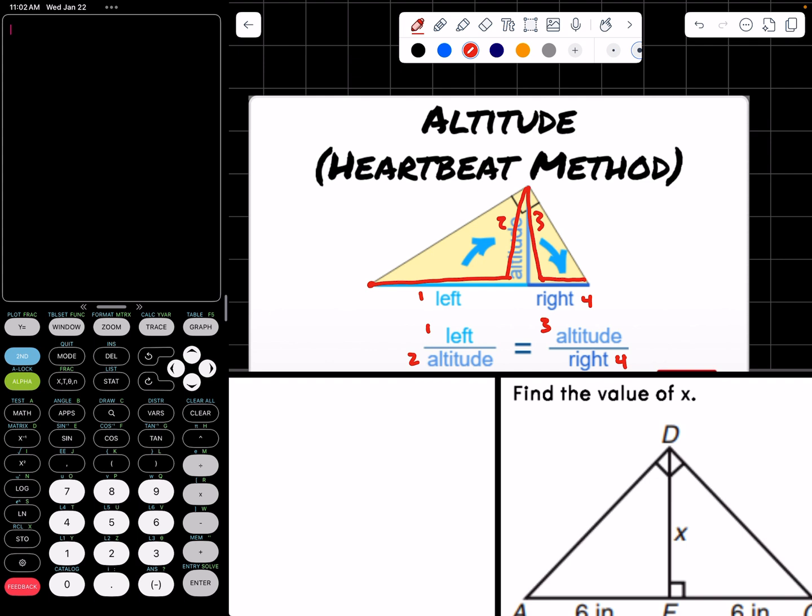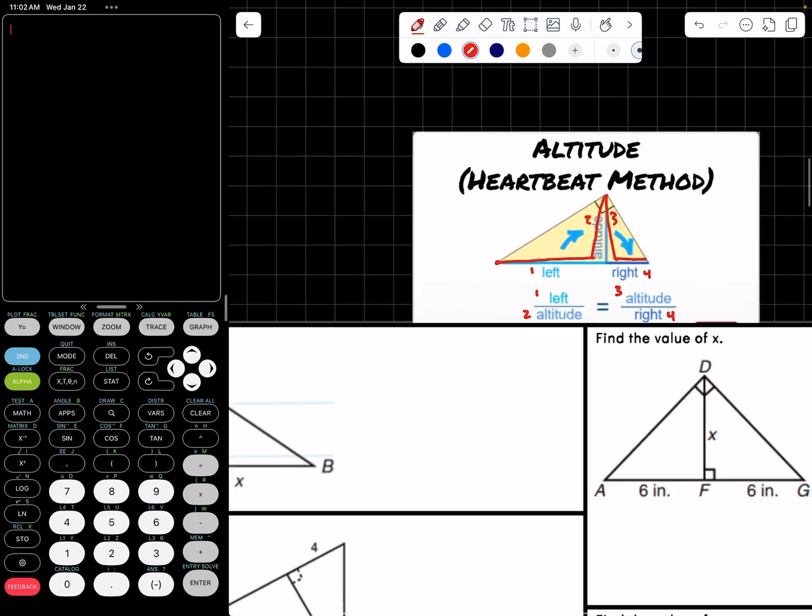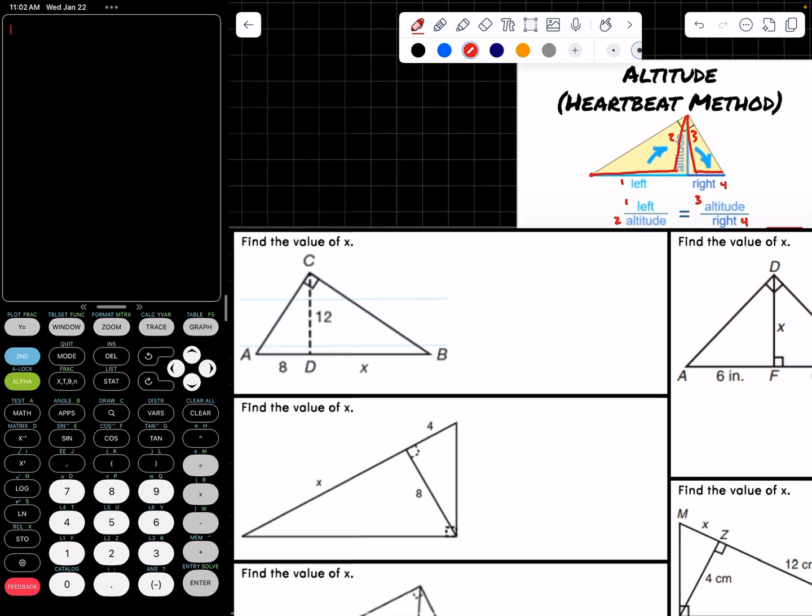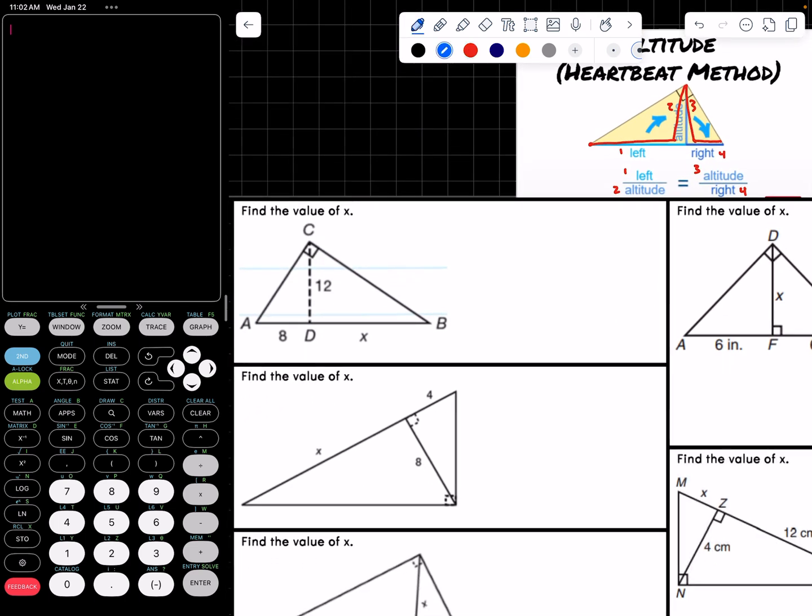We call it the heartbeat because it looks kind of like a heartbeat monitor. So we're going to go across, up, down, and across. Sometimes, based on the orientation, we'll change it up. But essentially, that's how we're going to write all of our fractions. And it makes these questions pretty simple to solve for.